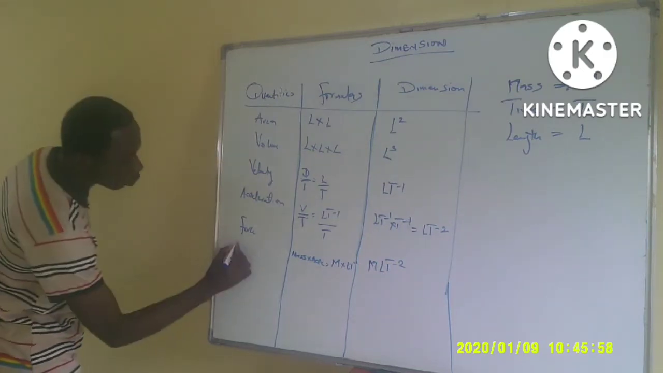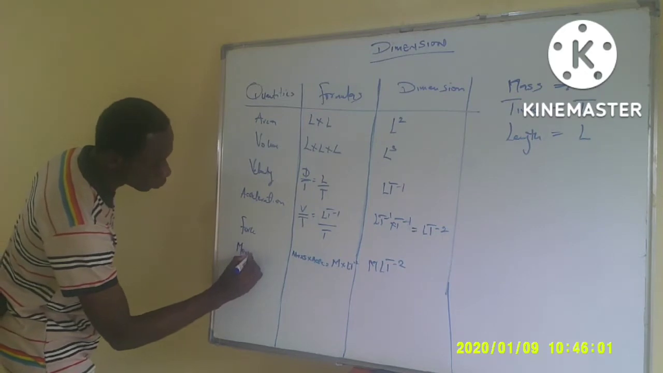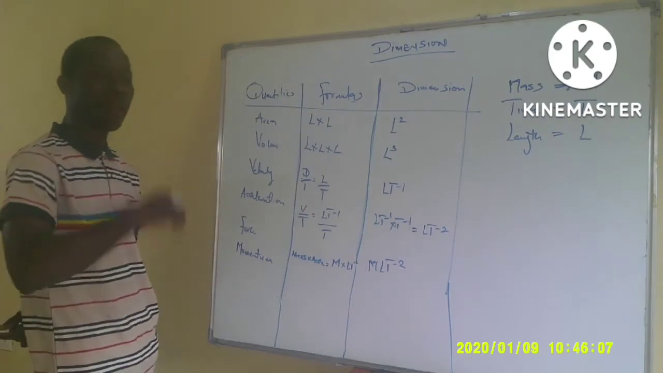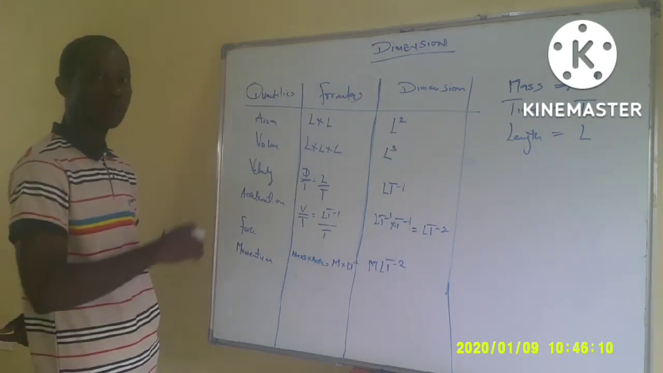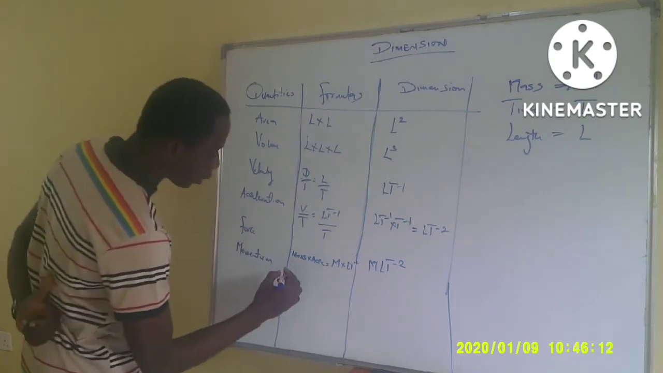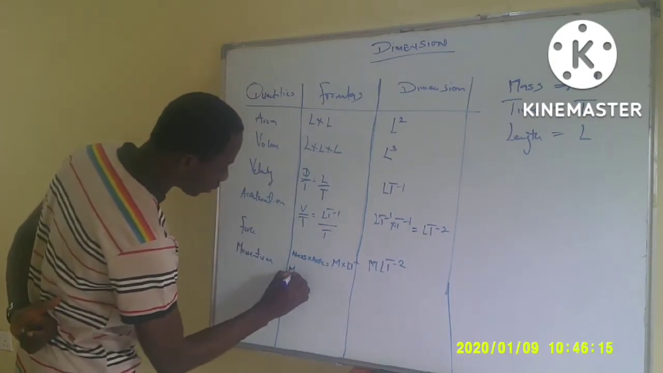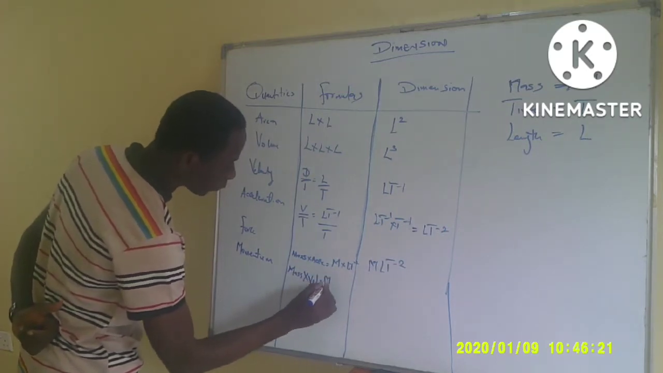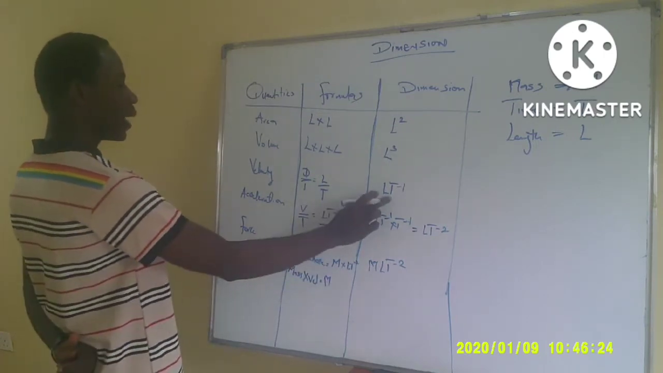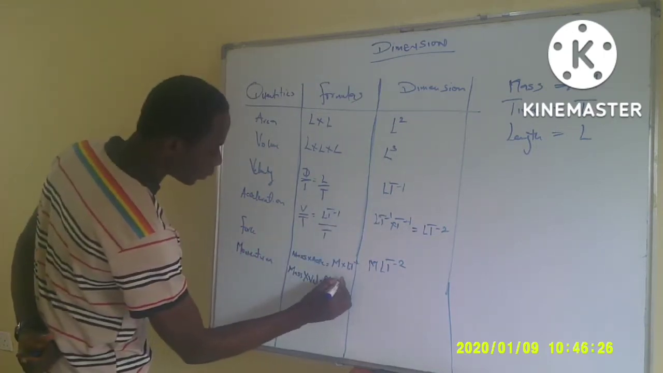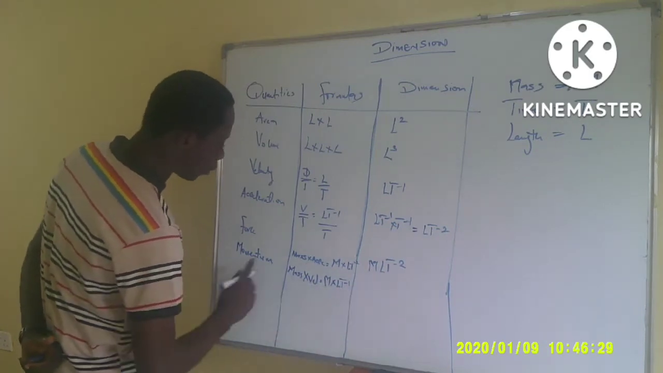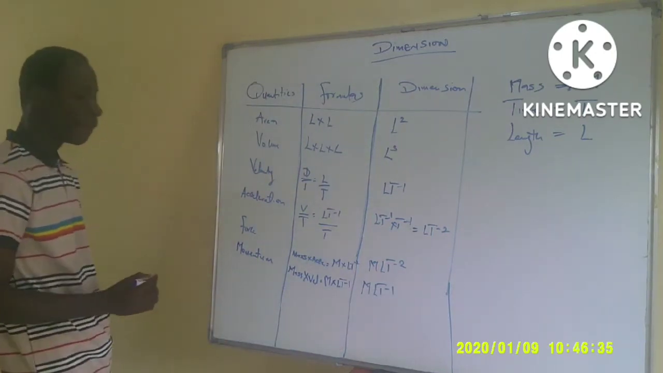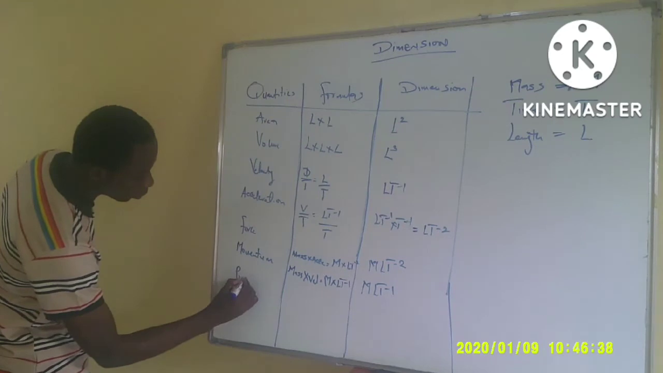Now let's talk about momentum. Momentum is a product of the mass times velocity of a substance. So mass times velocity, which is M, then the dimension of velocity is LT^-1. So the dimension for momentum is going to be MLT^-1. So what about pressure? Pressure is what?